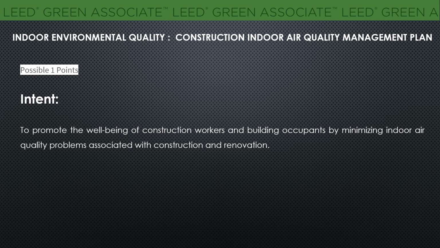Next credit is construction indoor air quality management plan and can only get 1 point. In the previous credit we have seen how chemical contaminants damage air quality, human health, productivity and the environment. But this particular credit covers a certain stage of a building, especially the construction and renovation stage. Now let's look at the intent. The intent is to promote the well-being of construction workers and building occupants by minimizing indoor air quality problems associated with construction and renovation.